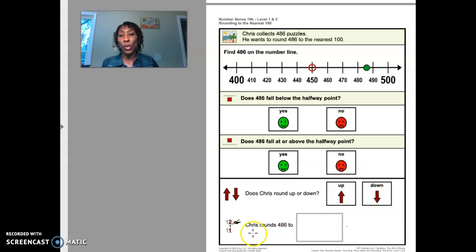And then the last one says that Chris is going to round that 486 to what? To the nearest hundred. Is it going to be 400 or is it going to be 500? And you're going to write that number down. Then you're done.